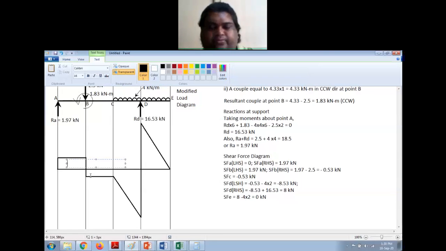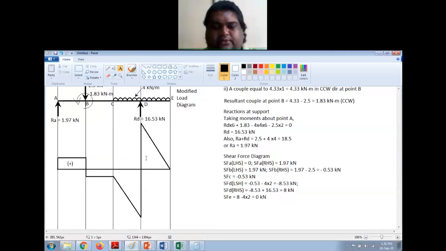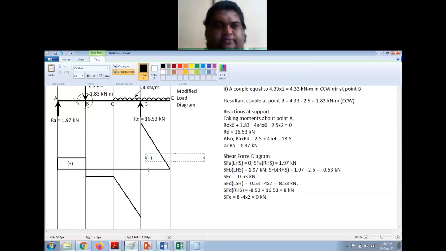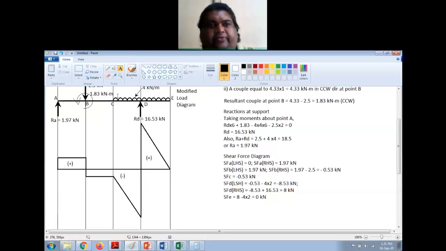Now you just have to put the proper sign here. This is positive, this is positive, this is negative. Since between C and E where I have the UDL, there is no point where the shear force is equal to 0 and the sign is changing. There is no such point anywhere in this entire beam. So I don't have to find the location of maximum bending moment in this case, right?